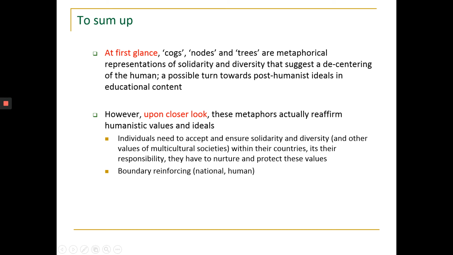To summarize, we consider that at first glance, cogs, nodes, and trees are metaphorical representations of solidarity and diversity that suggest a decentering of the human, a possible turn towards post-humanist ideals in educational content. However, upon closer look, these metaphors actually reaffirm humanistic values and ideals. Individuals need to accept and ensure solidarity and diversity and other values of multicultural societies within their countries. It is their responsibility. They have to nurture and protect these values.